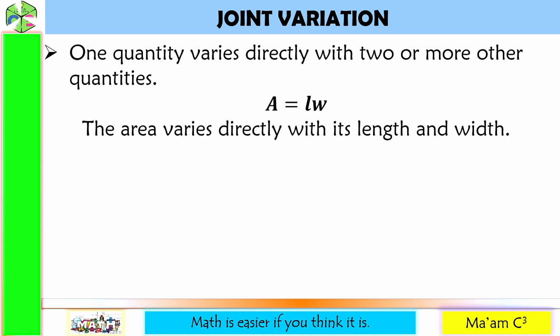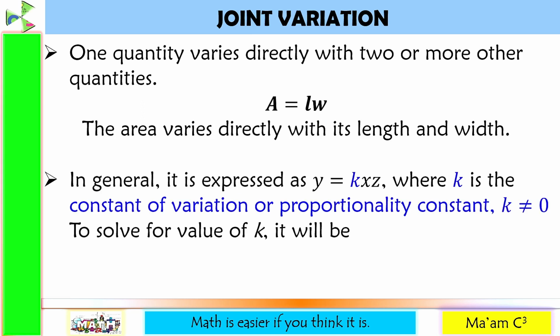In general, a joint variation is expressed as y equals k times x times z, where k is the constant of variation or proportionality constant. It cannot be equal to 0. And to solve for k here, we are going to divide both sides by xz. So this will become k is equal to y divided by xz.